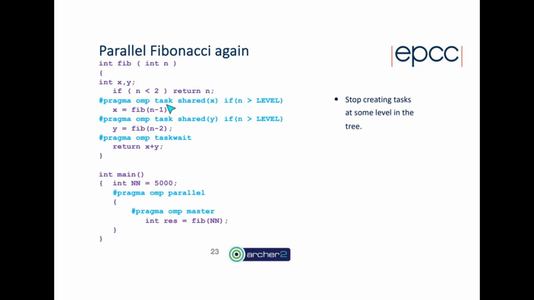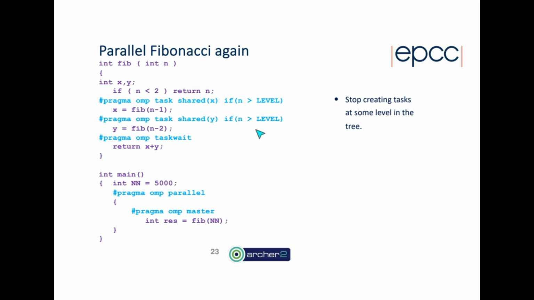The task construct has an if clause available on it. If the if clause evaluates to true, then we'll create a task. If the if clause evaluates to false, then we don't create a task, but the encountering thread just executes the block of code straight away.